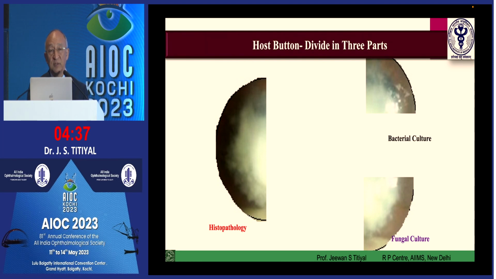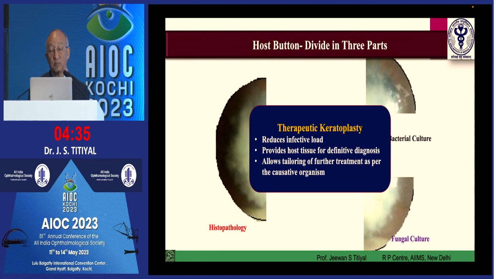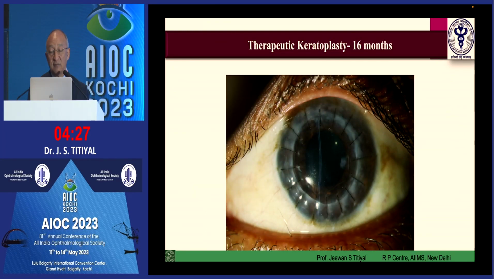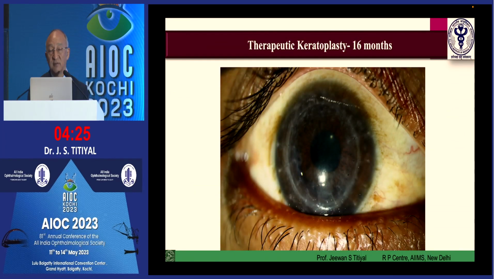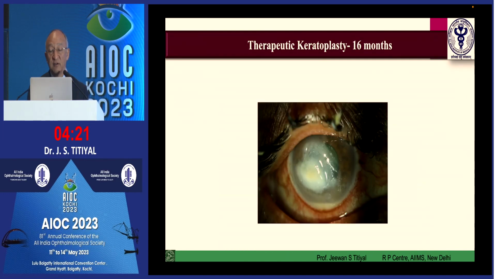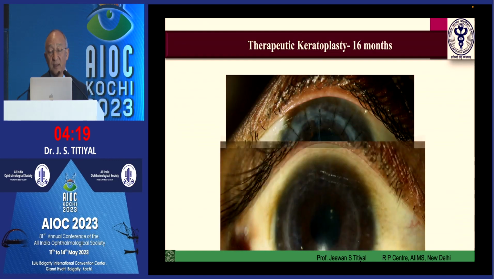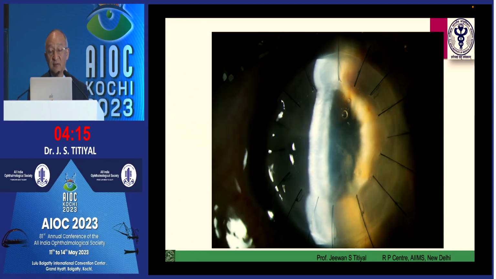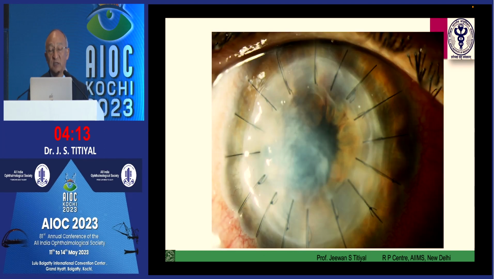So apart from the cultures, histopath is also important because that is going to enhance your outcome or a diagnosis of organism much better. This is one case. This is after almost 16 months. The therapeutic graft has acted like an optical graft because we did the surgery a little early in these patients. You can see this is one patient where the infection is too large, and this is the graft which is post-op, and ultimately it will become hazy.